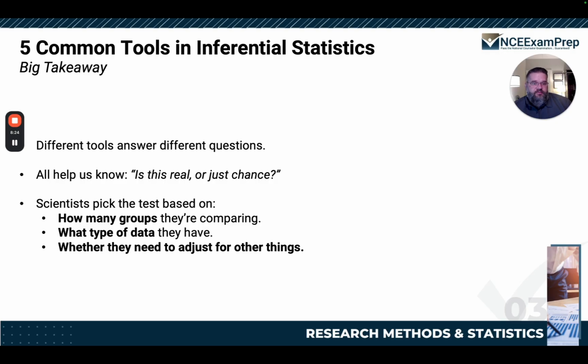So the big takeaway is that these tools for inferential statistics answer different questions. All of them help us to know, is this real or is it just a chance that these scores are? Okay, and so the scientists and researchers pick the test based on how many groups they're comparing, what type of data they have, and whether they need to adjust for other things.